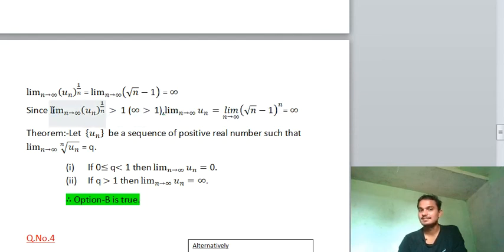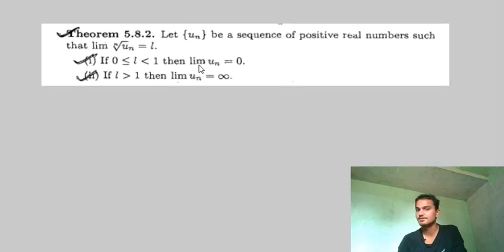So as the limit of un to the power 1 by n is infinity, and infinity is greater than 1, we can say the limit of the sequence un is equal to infinity, according to this theorem. As the limit of un to the power 1 by n is greater than 1, we can say the limit of un is equal to infinity.